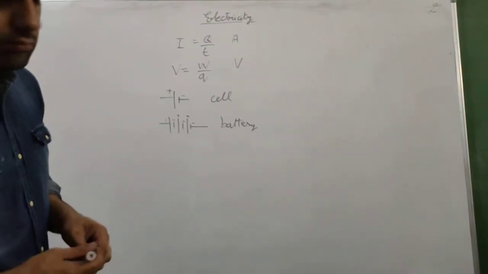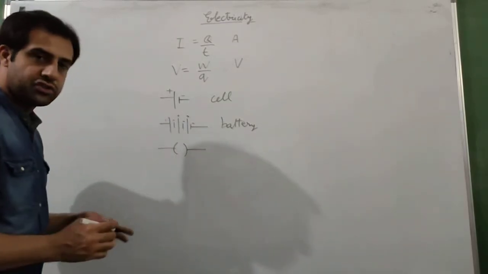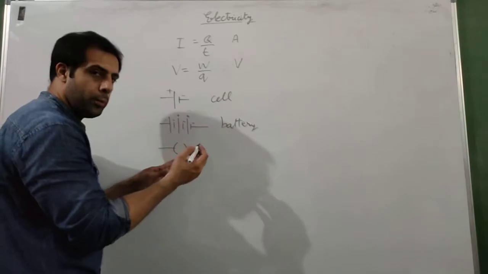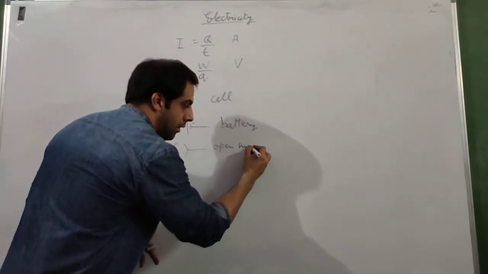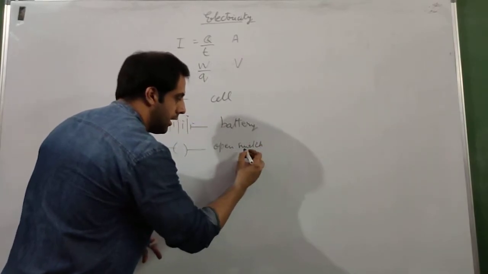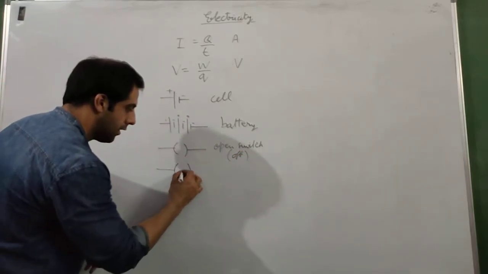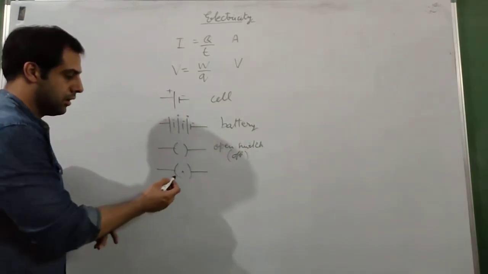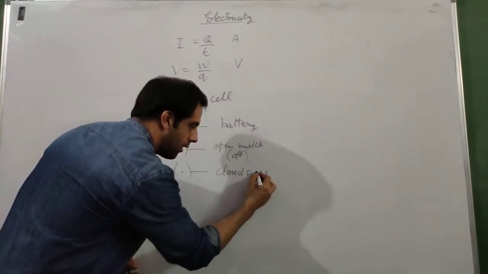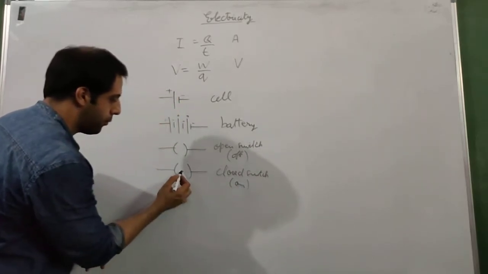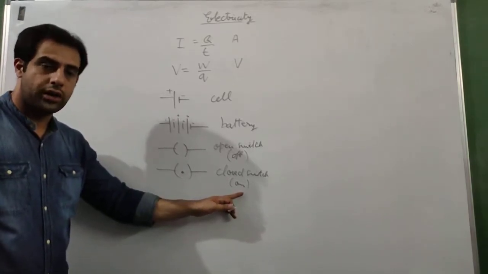Now another symbol is this one. This is the symbol of a switch which is open. That means it is in off condition. So this is an open switch; this symbol is for off. This is the closed switch. See, closed switch, and if we put a dot in the middle, it means that the switch is closed, or it is in on condition.